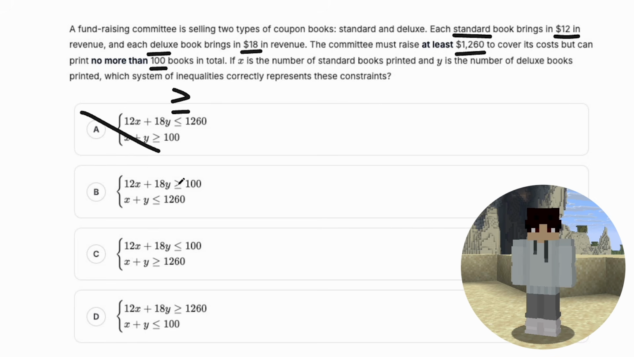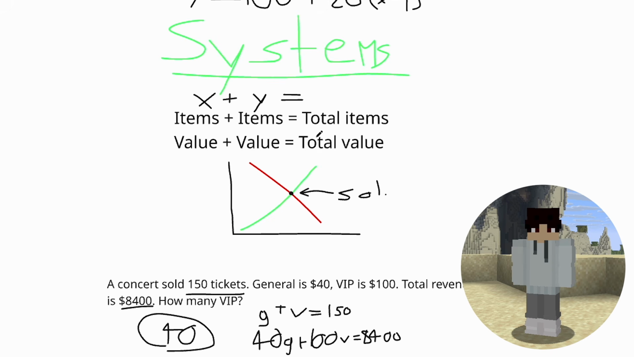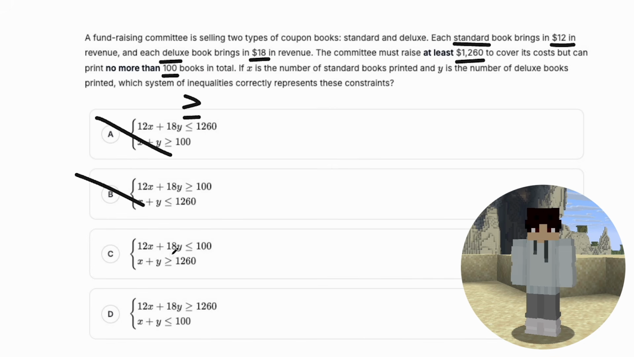12x plus 18y greater than or equal to 100. No, 100 is the amount of books. We're trying to look at the price for this one because, remember, if you go back to the stuff up here, the value plus the value equals the total value, and then the items plus the items equals the total items. 12x plus 18, okay, same problem here. So we know it has to be D, but let's just make sure. 12x plus 18y is at least 1260. Okay, yes, that's right. That's the total amount of money. And then x plus y is not more than 100. It's less than or equal to 100. So therefore D would be the answer.